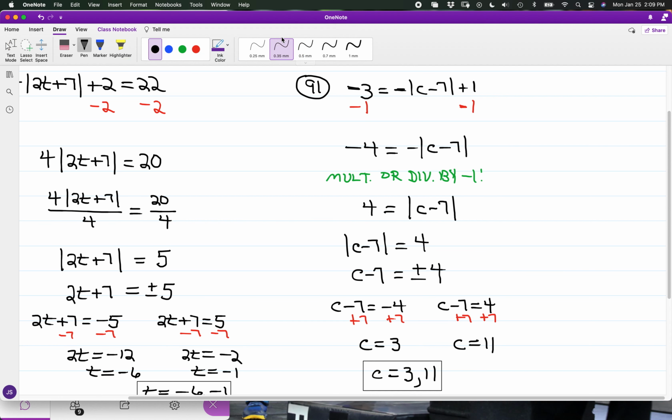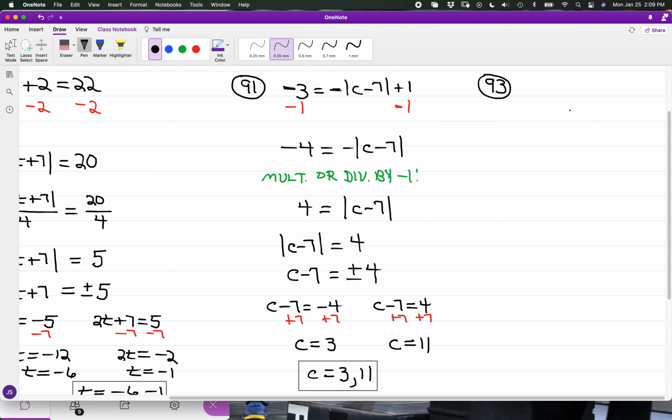Now, in what we have with number 93, here we have an absolute value equation. This time around we have 2 is equal to 8 plus the absolute value of 11y plus 4.